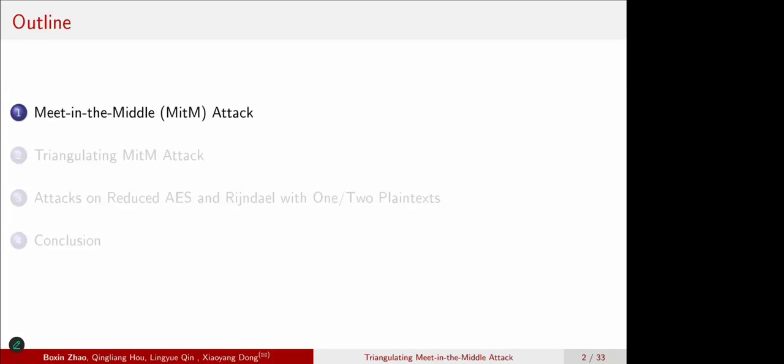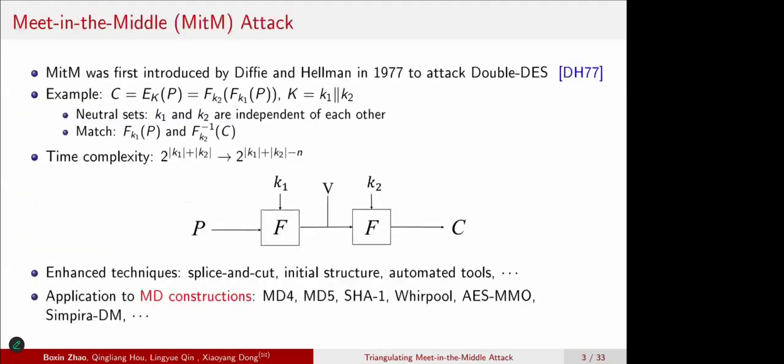First, we will introduce the fundamental principles of meet-in-the-middle attack. The meet-in-the-middle attack was first introduced by Diffie and Hellman in 1977 to attack double DES. Take double DES as an example. If the plaintext is encrypted to ciphertext by K1 and K2, where K1 and K2 are independent, called neutral sets.